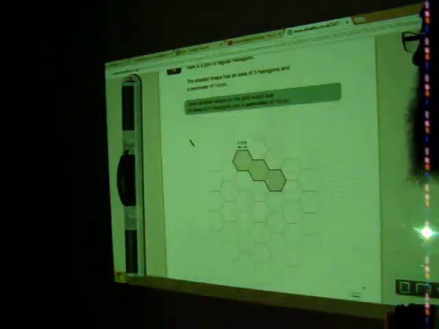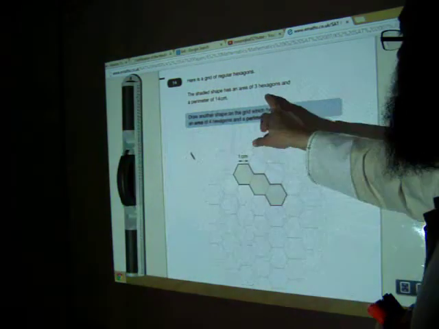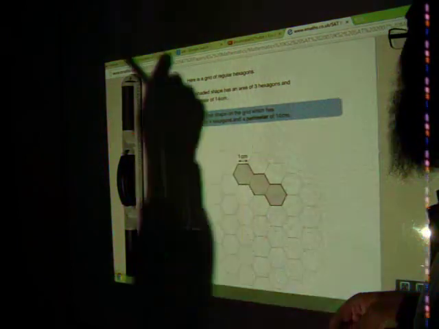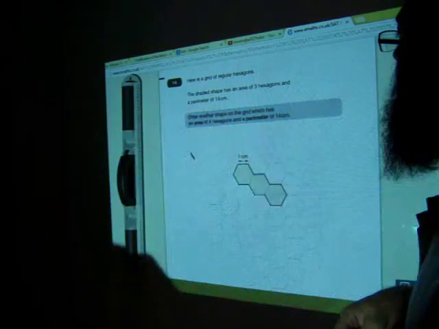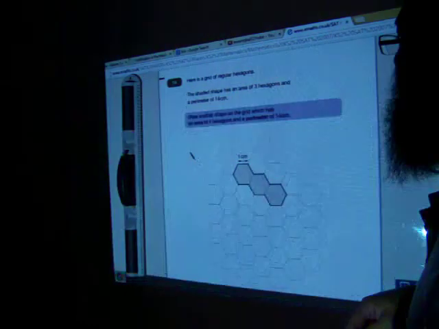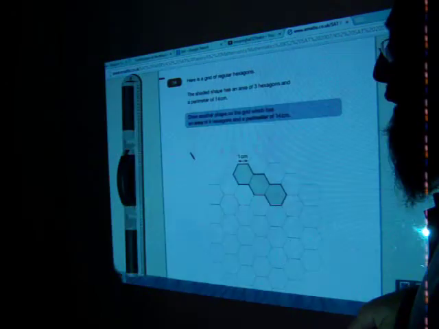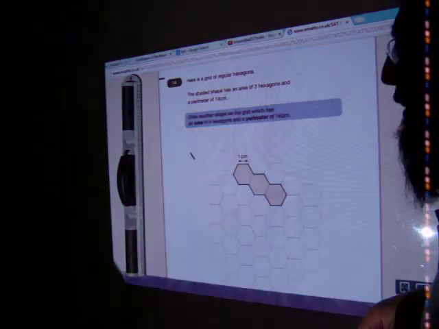Okay, here is a grid of regular hexagons. The shaded shape has an area of 3 hexagons and a perimeter of 14 centimeters. Draw another shape on the grid which has an area of 4 hexagons and a perimeter of 14. Okay, has anyone drawn them? Have you drawn it and have you worked it out?